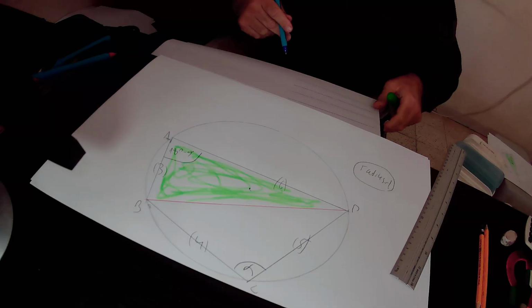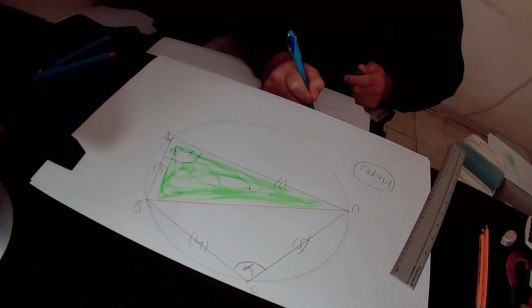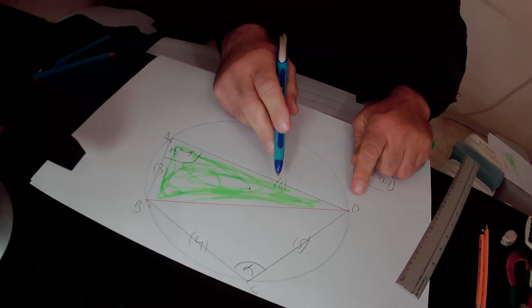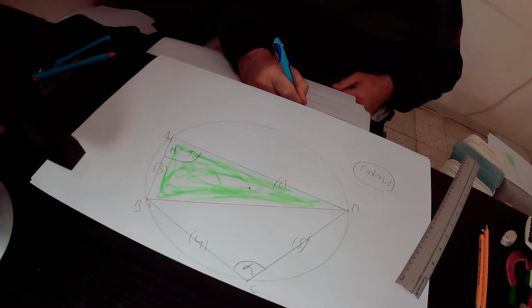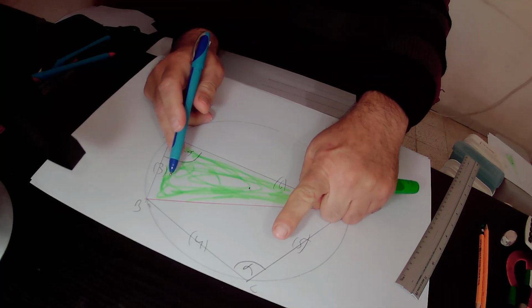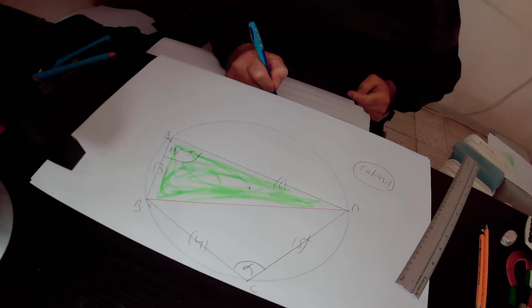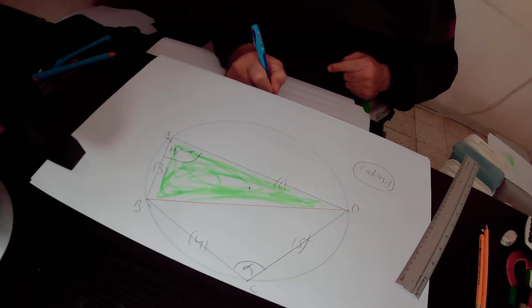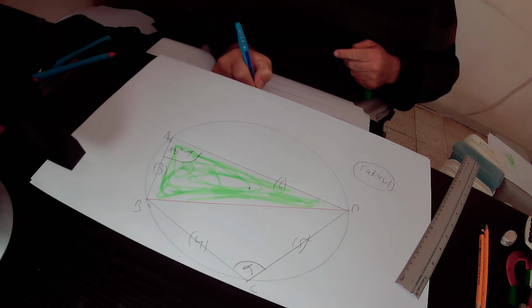Get that BD square according to equation 2 equals DC square. DC is 5, therefore DC square is 5 squared, that is 25. Plus BC square. BC is 4, therefore BC square is 4 squared, that is 16. Minus 2 times DC, which is 5, times BC, which is 4, times cosine alpha.